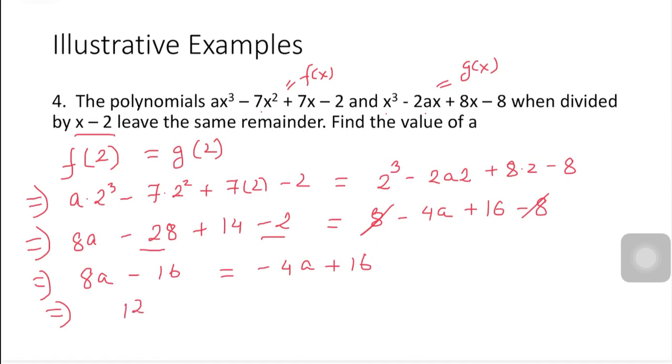8a plus 4a, that is 12a, is equal to 32, and a is equal to 32 divided by 12. 4 times 3 is 12, 4 times 8 is 32, so the final value of a is 8 over 3. That's the final value of a.